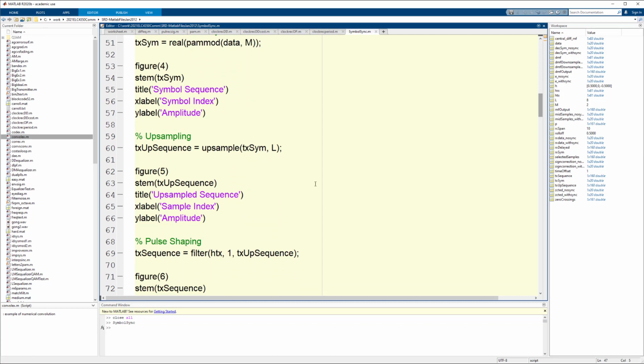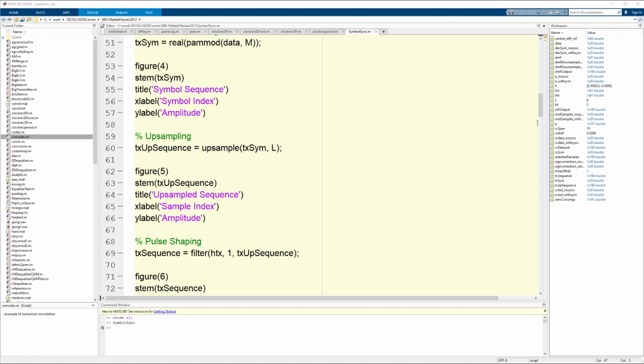Then we upsample the transmit symbols with upsampling rate L equal to 8. Upsampling is simply padding zeros in between. On figure 5, we plot the transmit upsampled sequence.